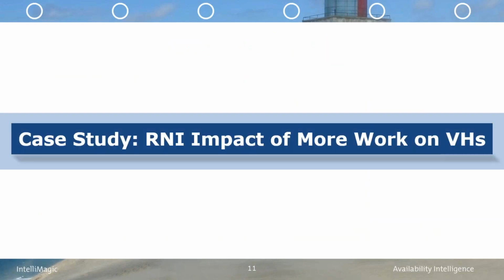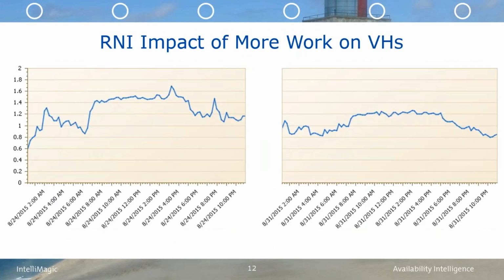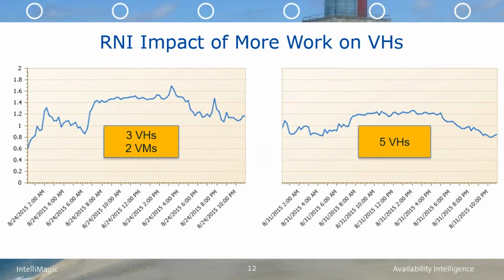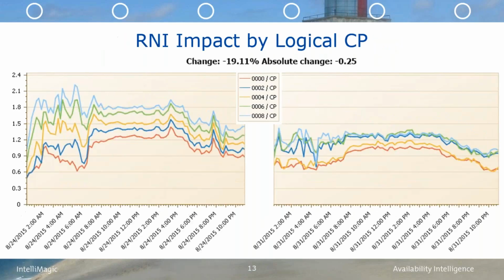So let's see if this hypothesis that work executing on vertical highs experiences better processor cache performance is validated from the SMF 113 record. This chart compares RNI values for a production system, we'll call it System 3, on a Z13 across 2 separate days. The first day, the system had a vertical CP configuration of 3 vertical highs and 2 vertical mediums, and on the second day, the configuration had changed to consist of 5 vertical highs.